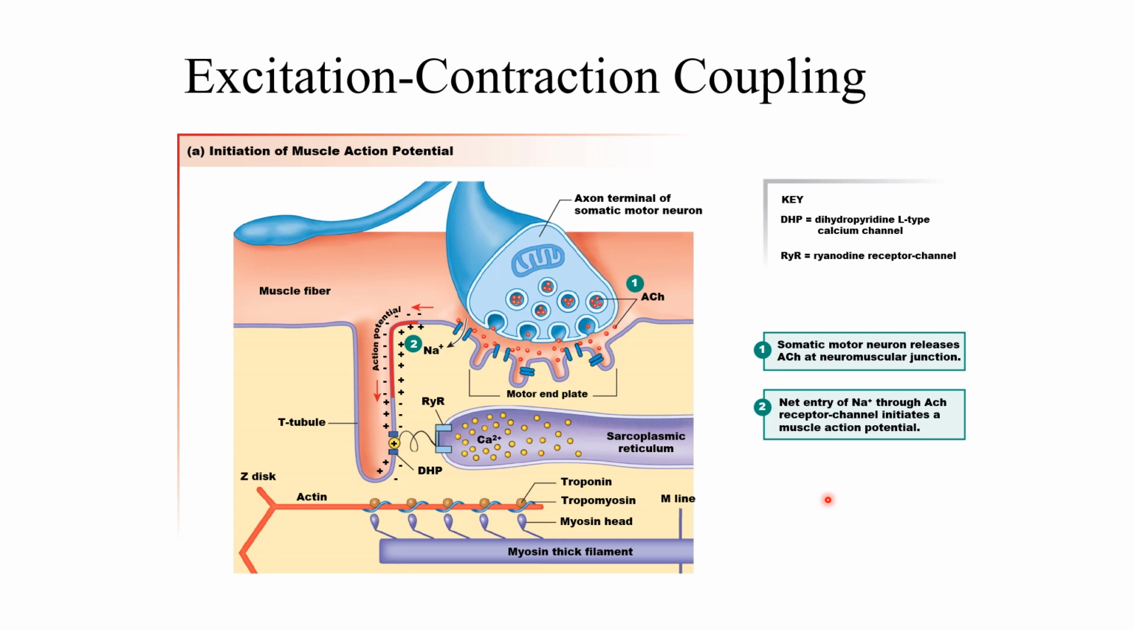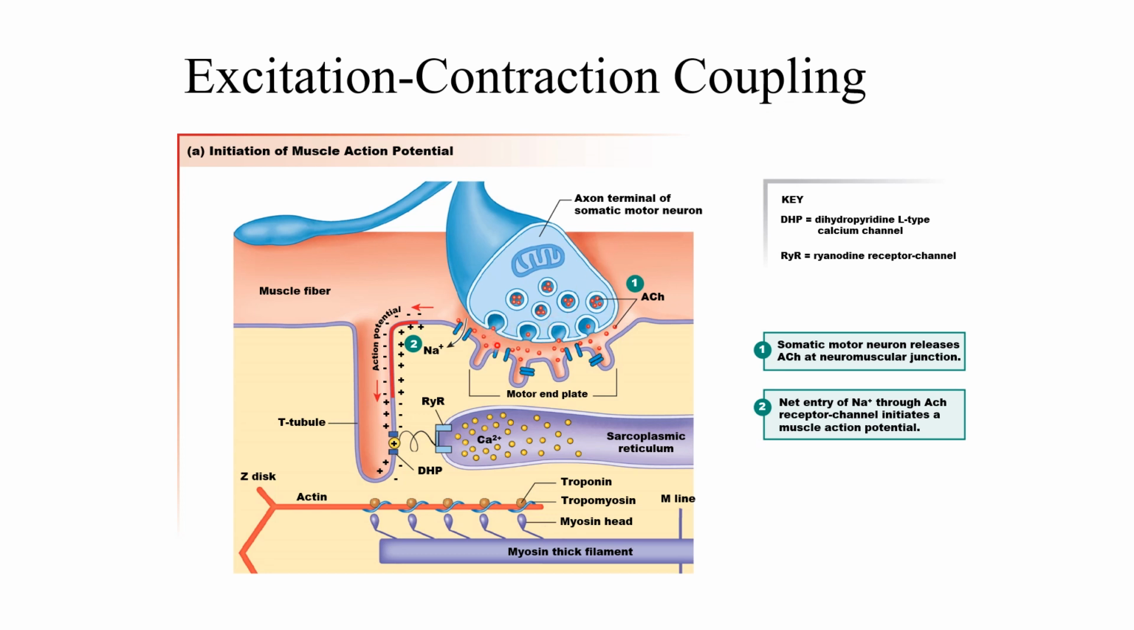The first major step is the events that take place at our neuromuscular junction, which we already explained. And we said that acetylcholine is going to be ejected out into that space right here known as the synaptic cleft. Once acetylcholine is ejected in the synaptic cleft, we can go ahead and start our excitation contraction coupling steps.